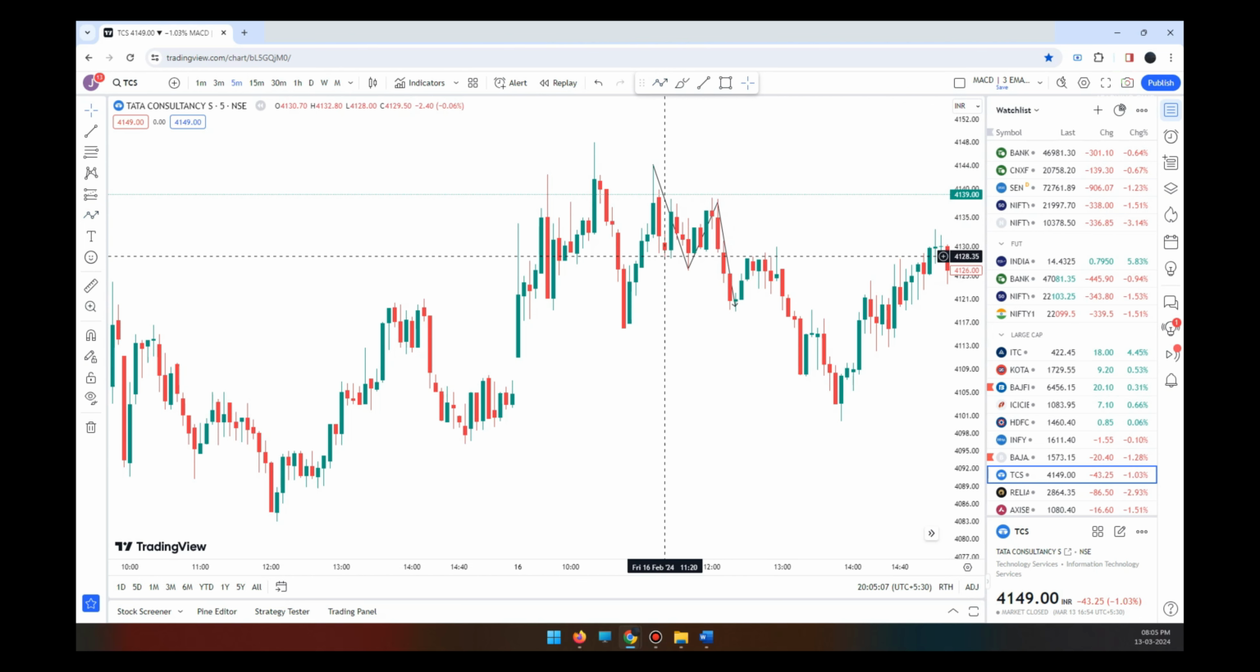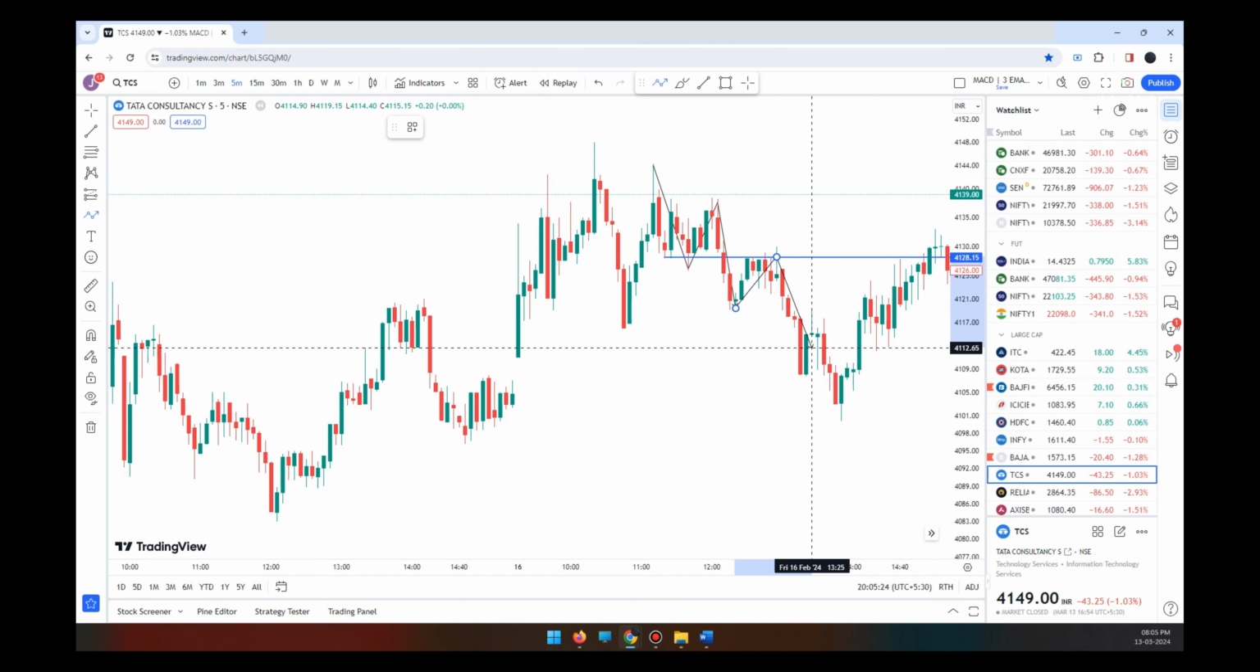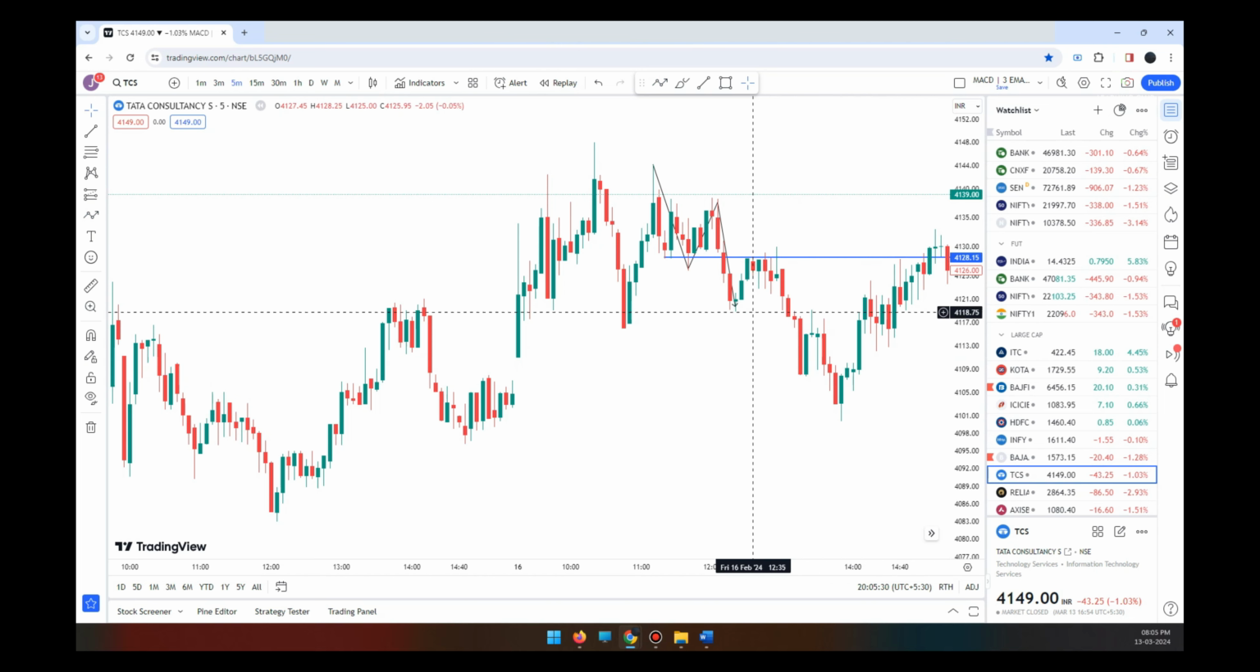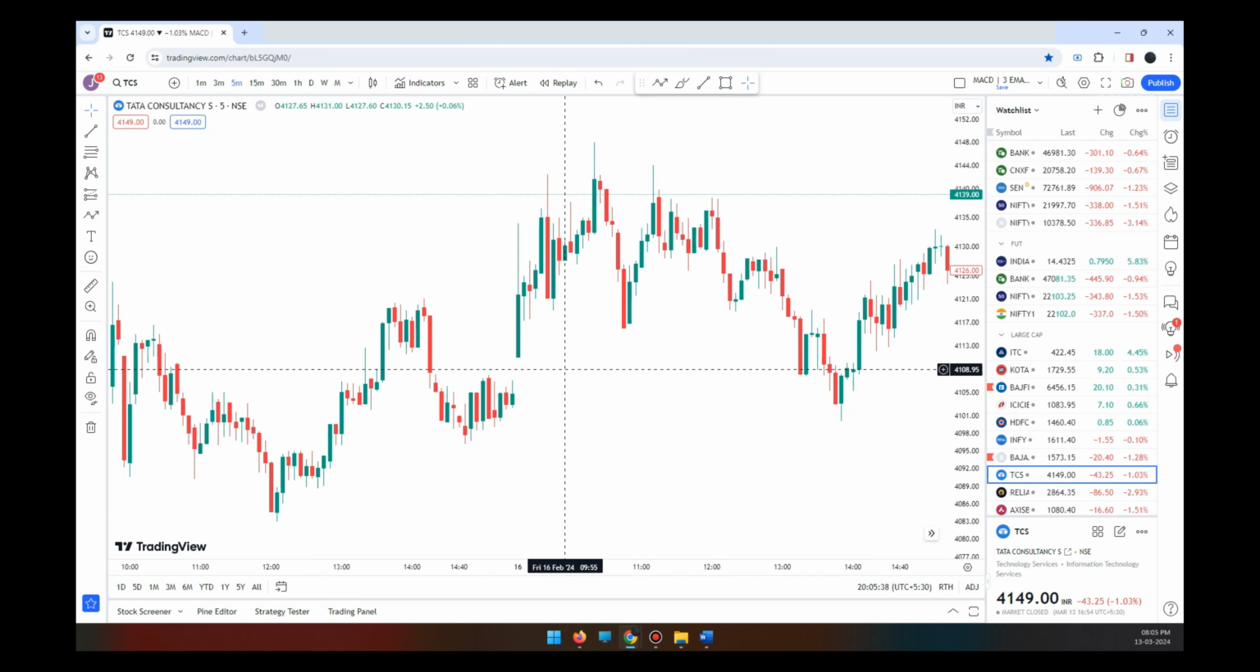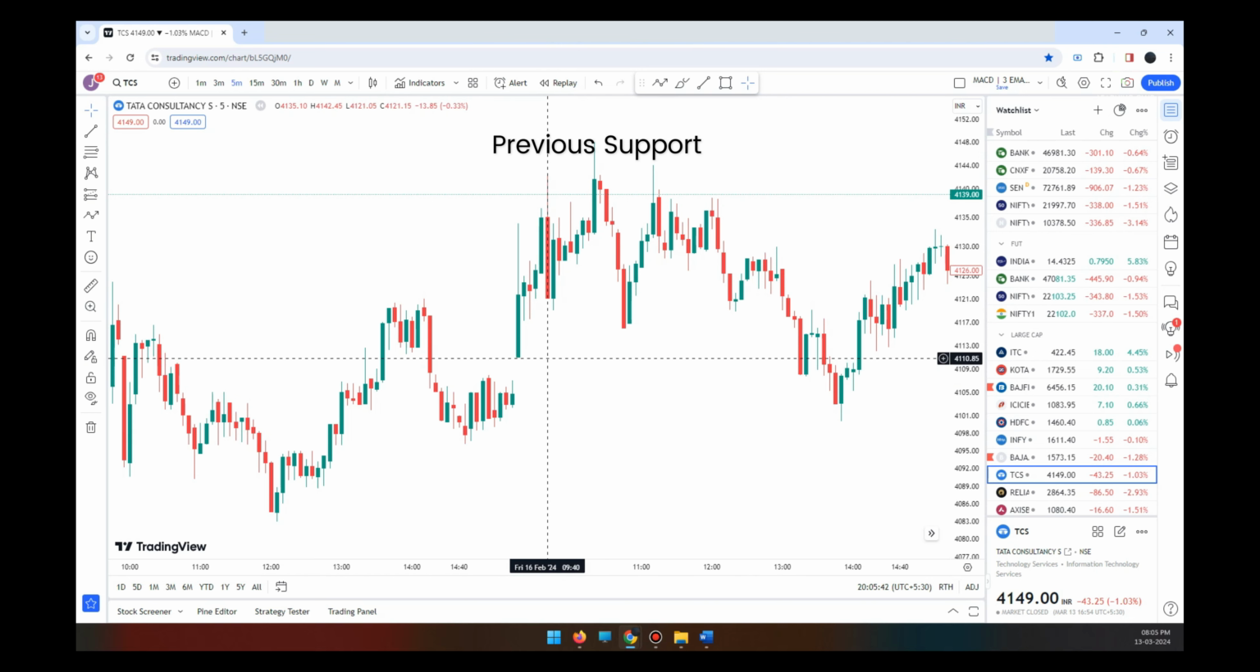Okay, so what will we be marking? We will be marking the previous support becoming resistance, and that level creates an opportunity for a trend continuation. And so from this level, we will be looking for trend continuation. Now, in a similar price structure, if I have to look for a trend reversal level, I would not be looking at the previous resistance level as support, but the previous support itself.